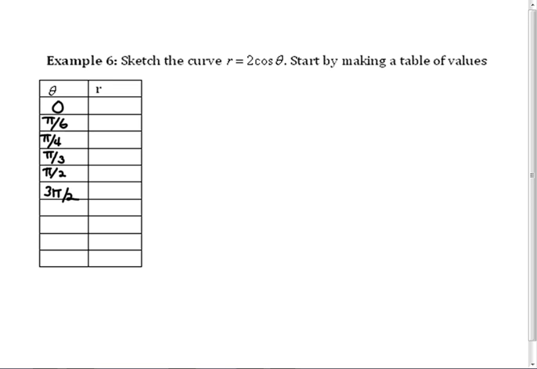I don't know the cosine of 2 radians. I know what the cosine of pi over 6 radians is. Let's put pi in there. Okay, so when theta equals 0, the radius is 2 times the cosine of 0.